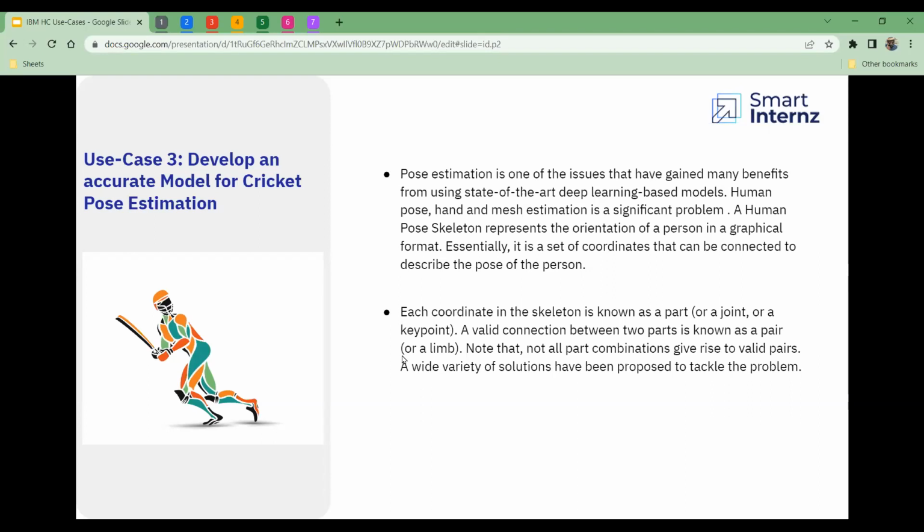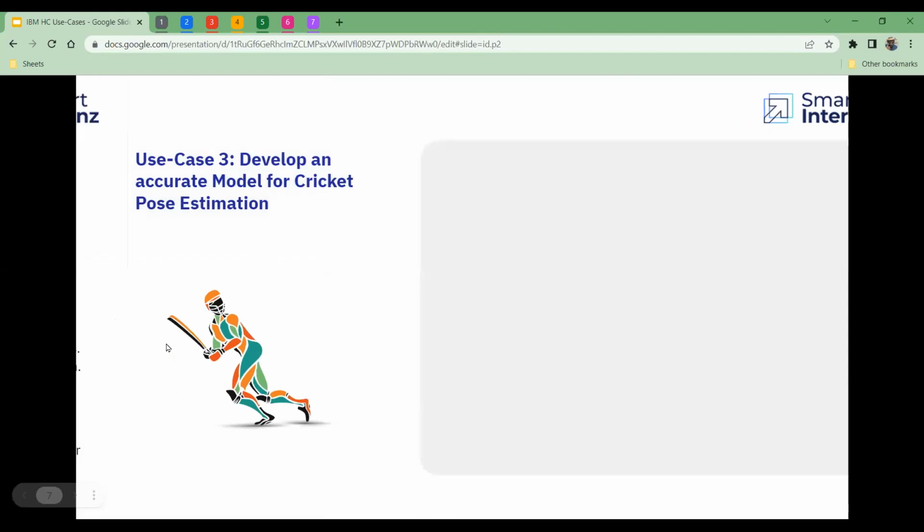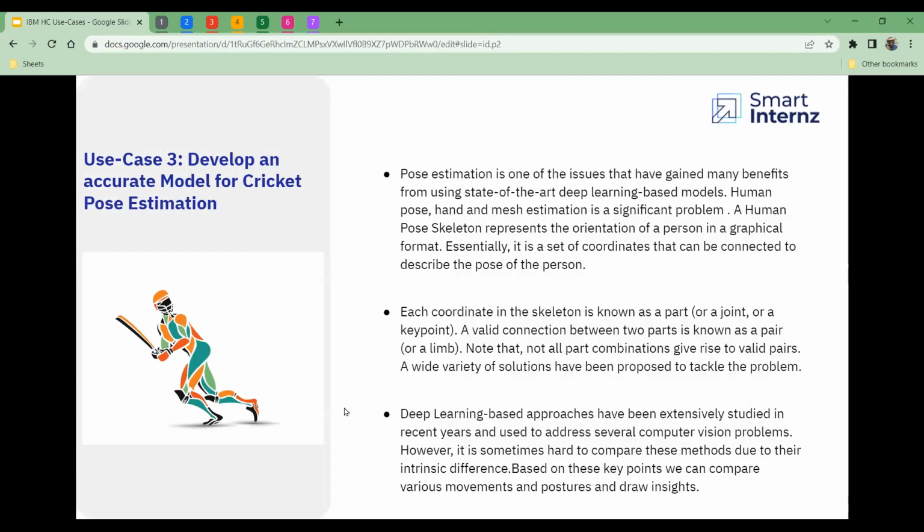And why do we want to use this pose estimation model in cricket? Deep learning based approaches have been extensively studied in recent years and used to address several computer vision problems. However, it's sometimes hard to compare these methods due to their intrinsic differences. Based on these key points, we can compare various movements and postures and draw insights. So the last point is the main important one. What are the various insights that we can achieve by using pose detection in cricket especially?